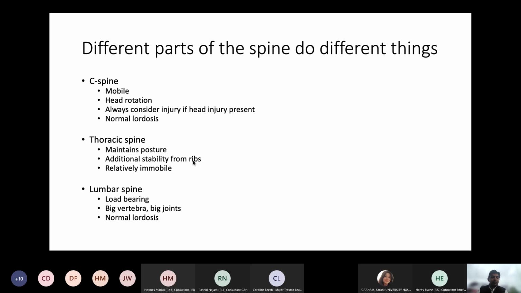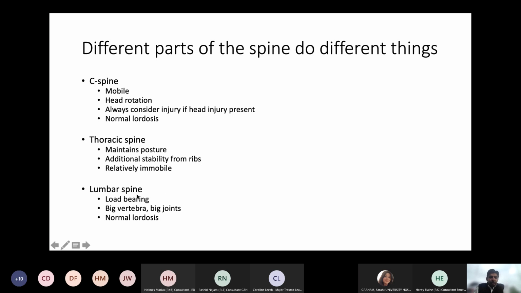The thoracic spine is very important for maintaining posture. This is a really important point. It has additional stability provided by the ribs. So when we talk about bracing, if you have a mid-thoracic fracture and the ribs are intact, i.e. there's no polytrauma, there's no flail segment, then sometimes the ribs can provide that natural brace. So you don't always need to have a brace, and that's something to consider.